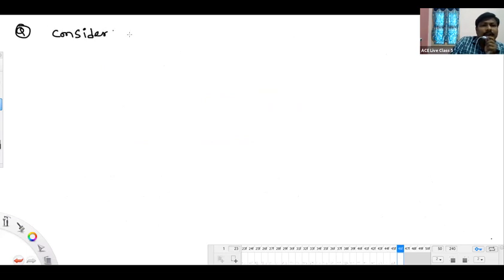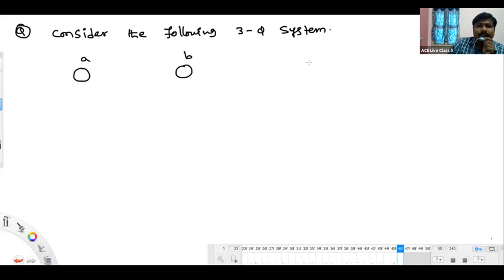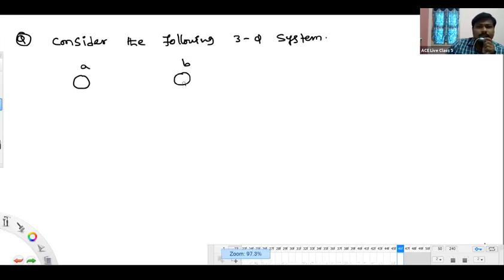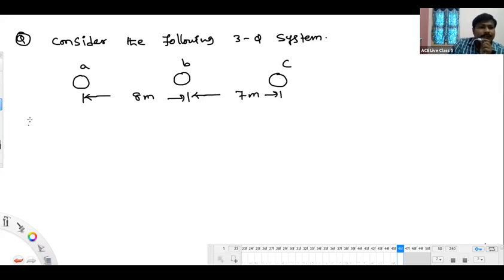Consider the following three-phase system. This is conductor A, conductor B, and conductor C. A to B distance is 8 meters. B to C is 7 meters. First one is the radius of each conductor. Radius of each conductor R equals 2 centimeters.